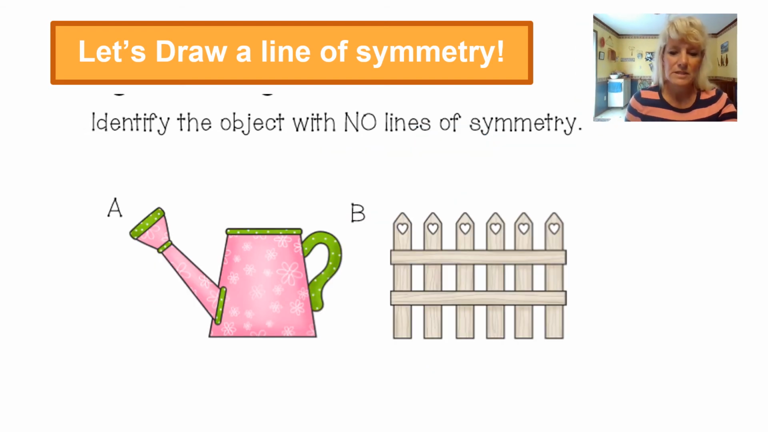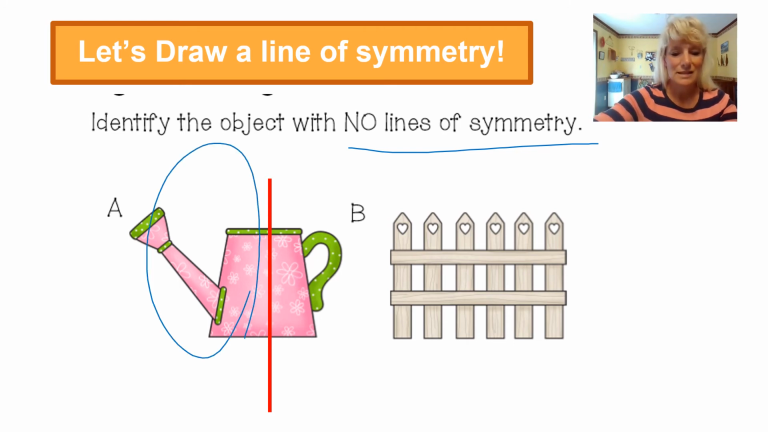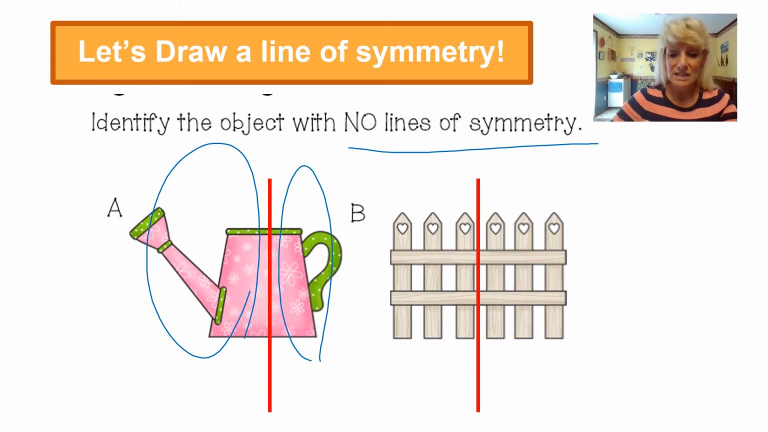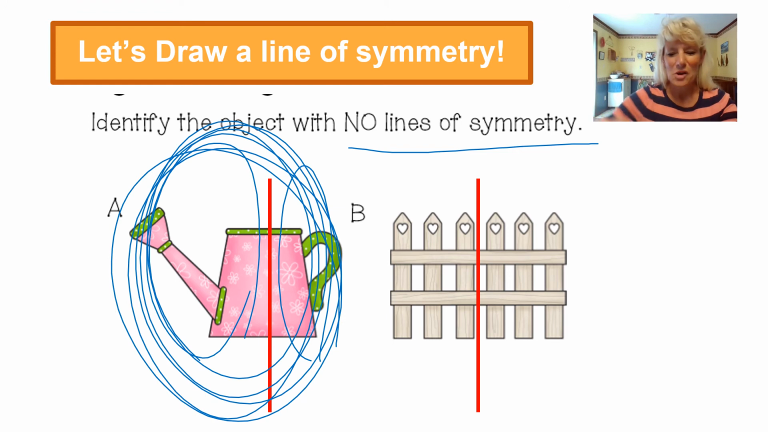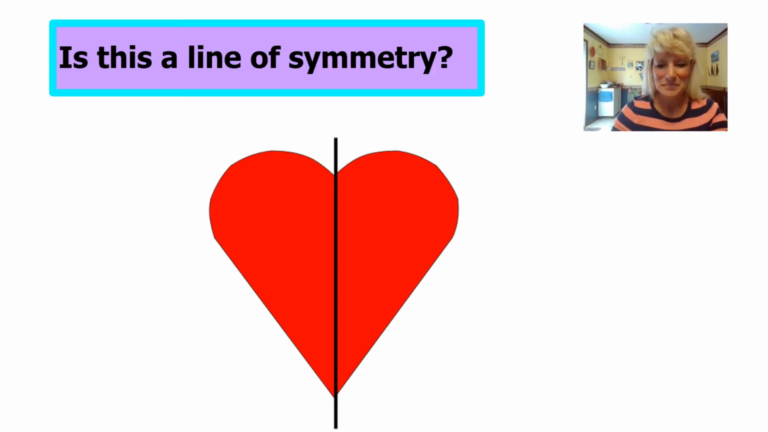All right, how about this one? No lines of symmetry. All right, if I divide my little watering can, this doesn't match that side at all. But my fence has something equal on both sides. So this one is with no lines of symmetry. I hope you're figuring out the same one I'm figuring out.